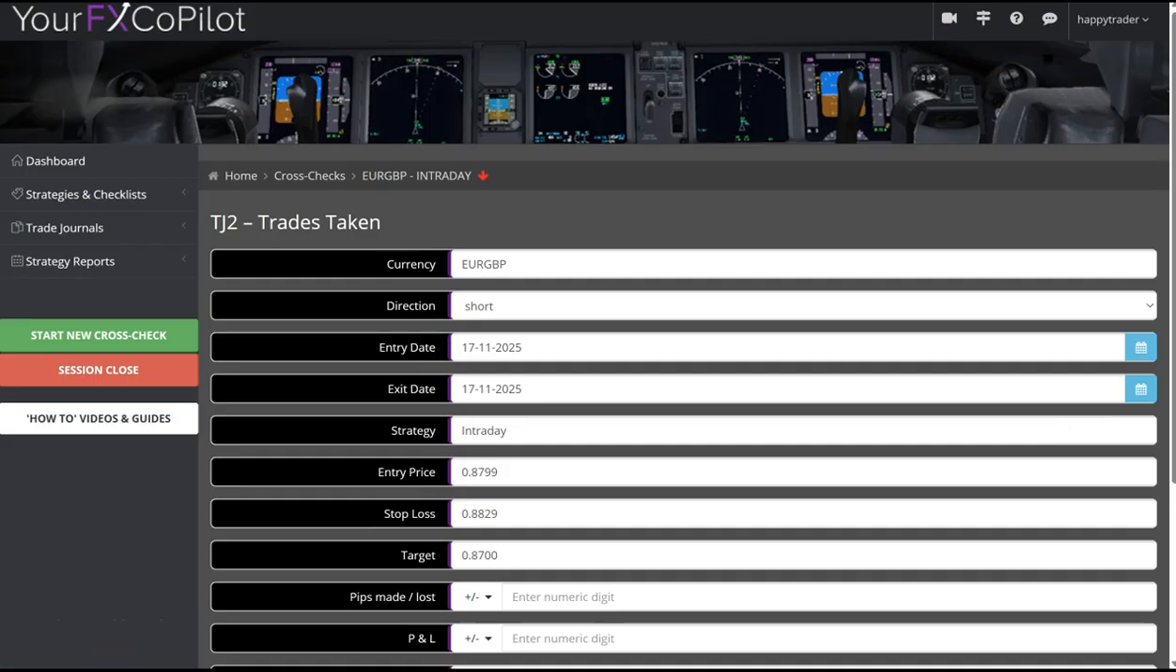And the very cool thing about your FX CoPilot is that it integrates seamlessly with the trade journals and strategy reports and the other learning tools which we will cover in other videos. But just to show you some details that are already automatically inputted on the trade journal. So you've got your currency and your direction. You've got your entry date and your exit date, which you can also amend here. You've got the strategy you were trading, entry price, stop loss, and target, which were inputted during the cross-check process and which have carried through.